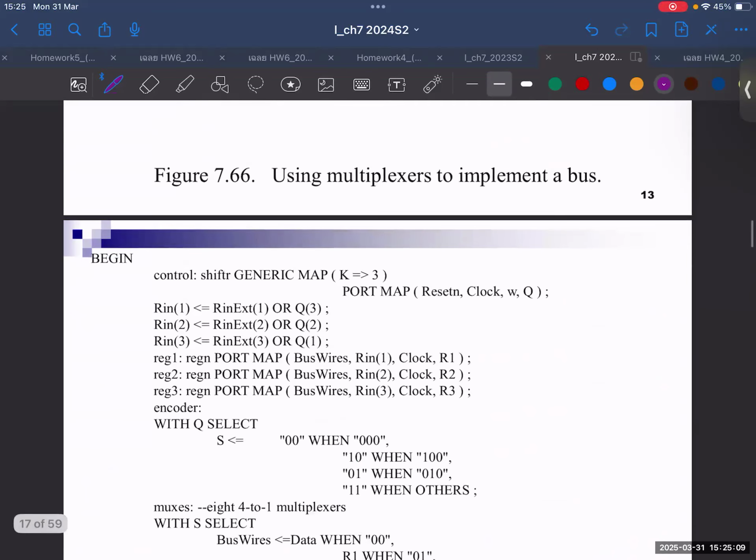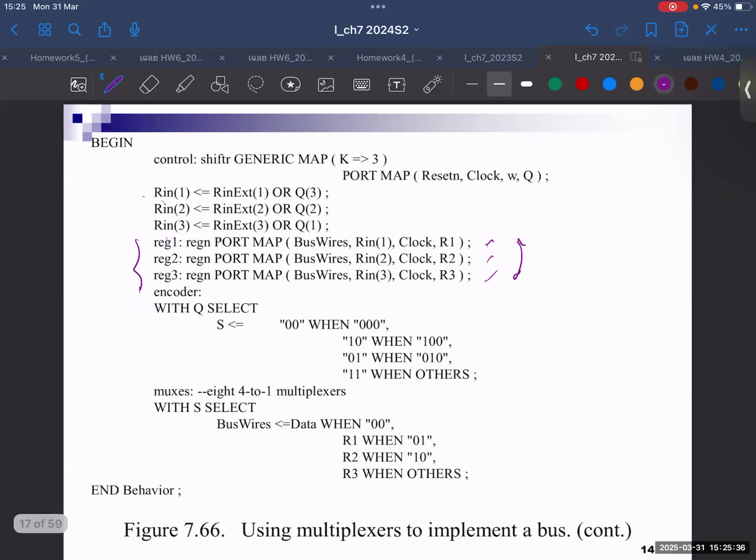Tri-state register is the same. And remember that these are concurrent statements. This actually can be swapped. You can swap any lines, doesn't matter, because it implies the actual hardware. So it doesn't matter if you want to change whatever line it is.